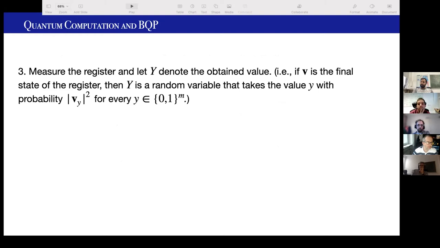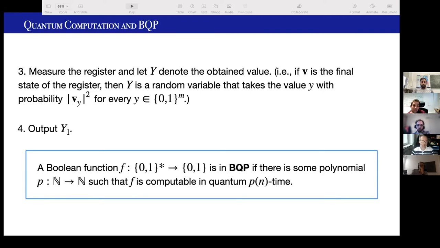So y is just like a classical probability distribution over all the bit strings. And then we output y1. So this y1 is the output of the first qubit, and this is supposed to be equal to the value of f at the given input. So if we do this and the probability of getting output y1 is bounded by two-thirds, then we will say that f(x) can be computed by quantum computation in time t(n). Now, if that time is a polynomial in n, then this class becomes BQP. So BQP is the class of all problems which can be solved in quantum polynomial time.